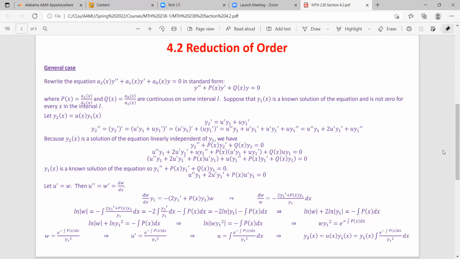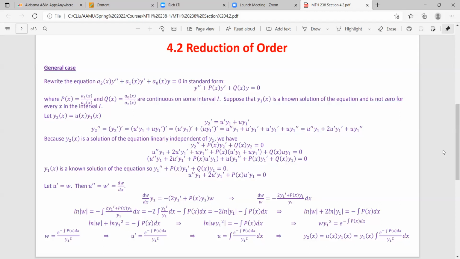So then we get the standard form y double prime plus p of x y prime plus q of x y equal to 0. Remember, we did the same thing when we tried to solve first order linear differential equations. So here, p of x is just a1 of x over a2 of x, and q of x is just a0 of x over a2 of x. And they're both continuous on the interval I. So this is the assumption and it's required. Then we can start with the procedure.